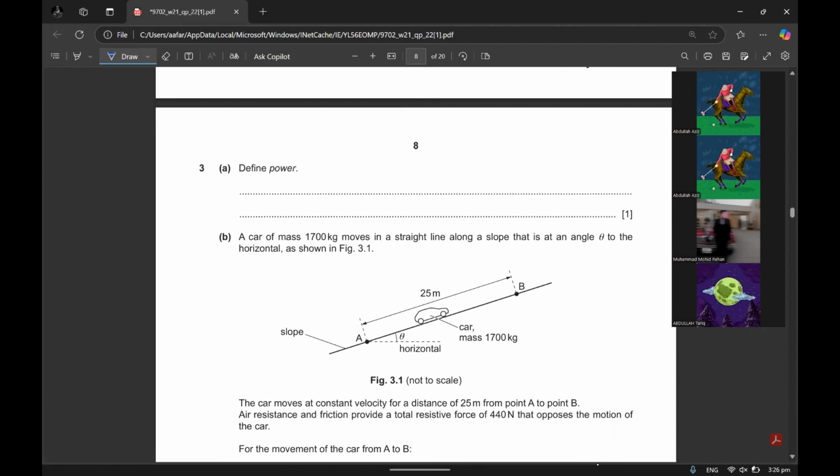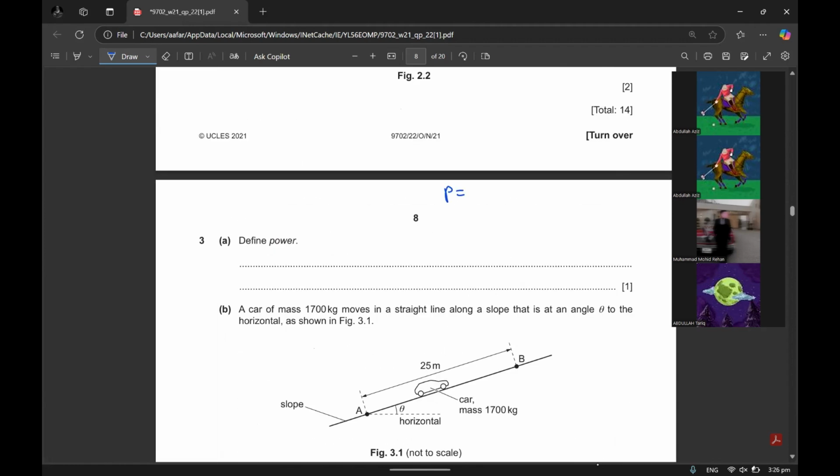Define power. You know that power is basically the work done over time. So we can just write power as work done over time. You can derive definitions from their formulas.